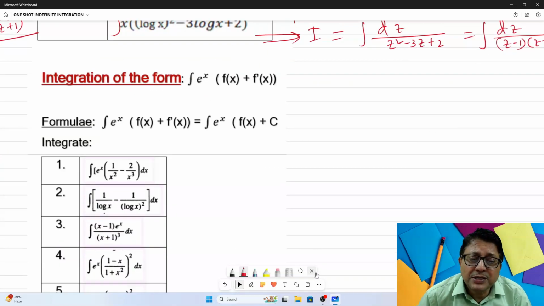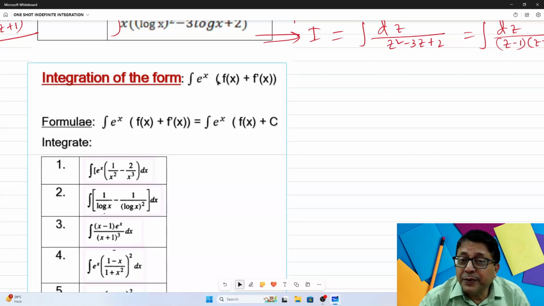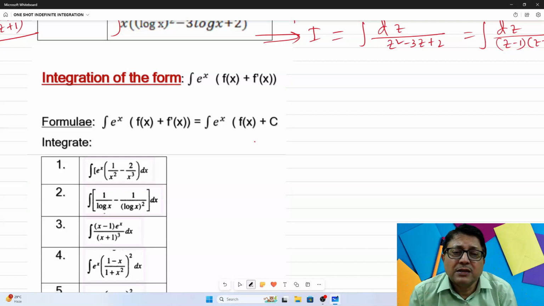Now I am going to discuss integrand of this form: e to the power x into fx plus f dash x. Very important for MCQ question, for 2 mark question, even for 3 or 5 mark question also. When you are applying it in solving a sum, you have to find fx and f dash x. If you are using this result, that the integration of this thing is e to the power x fx, then keep in mind that you must show which one is fx, which one is f dash x, and then write the answer.